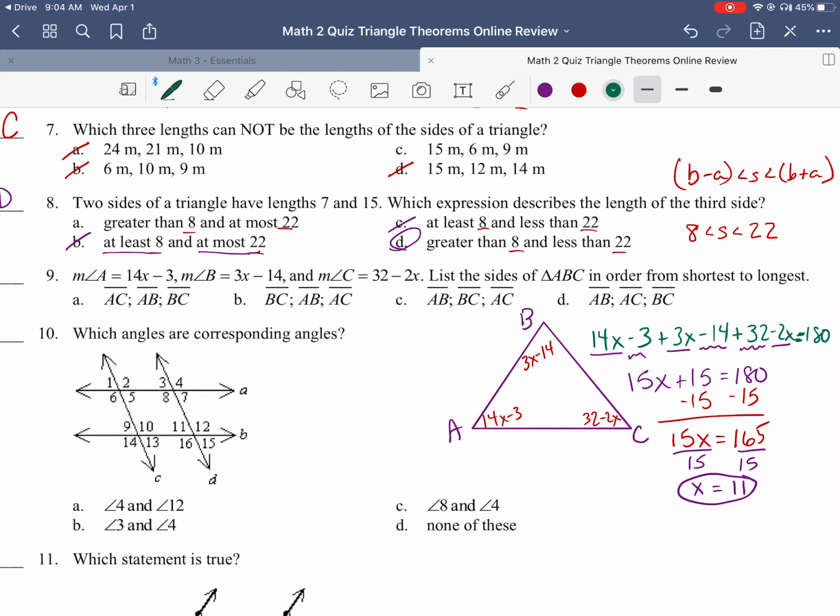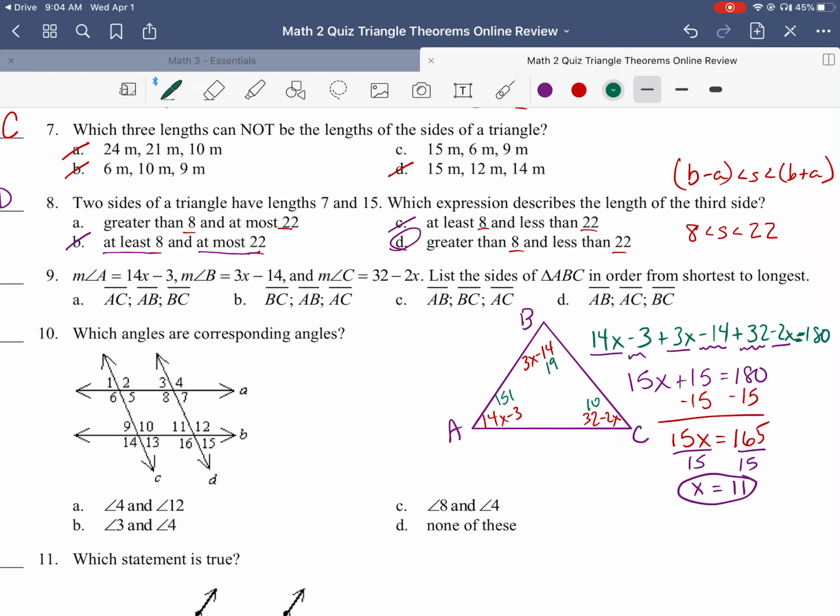All right, I'm going to plug that in. 14 times 11 minus 3 is 151. 3 times 11 minus 14 is 19. 32 minus 2 times 11 is 10. Just to make sure I did it right, I'm going to add up all of my angles to make sure that it does equal 180, and it does.